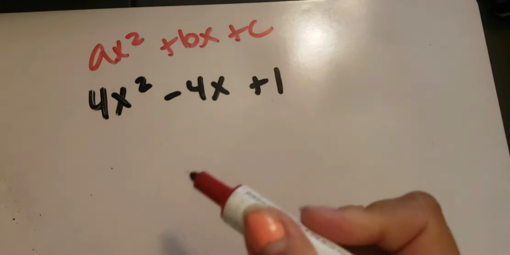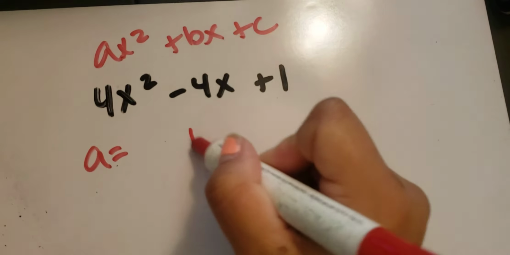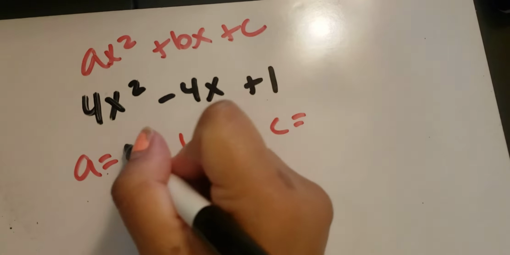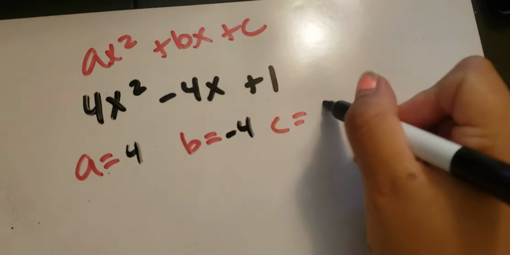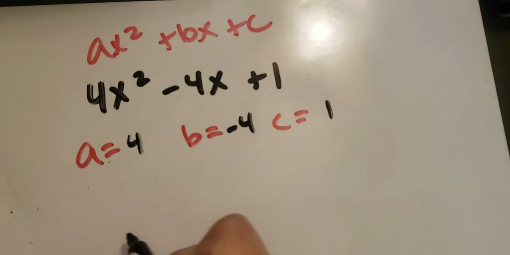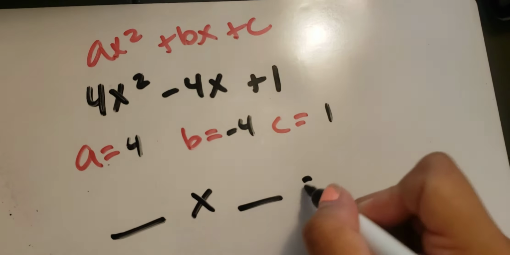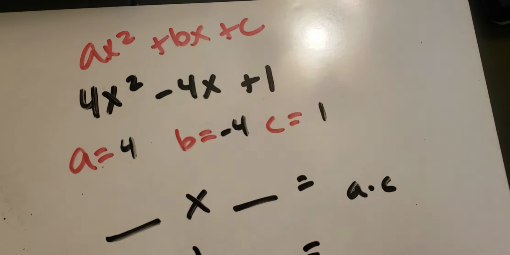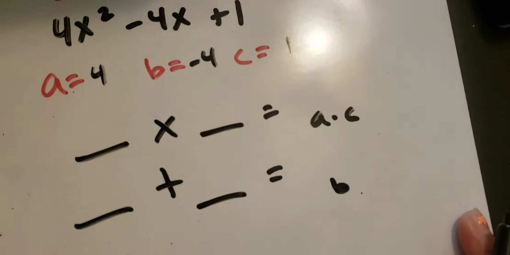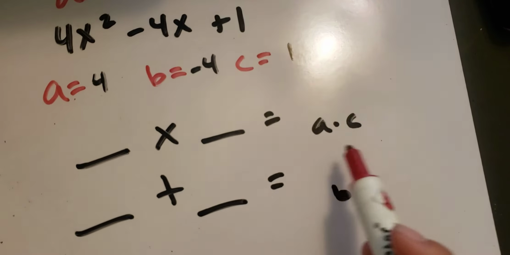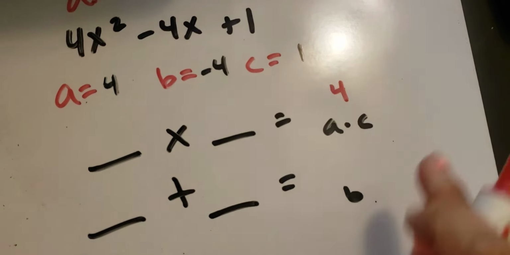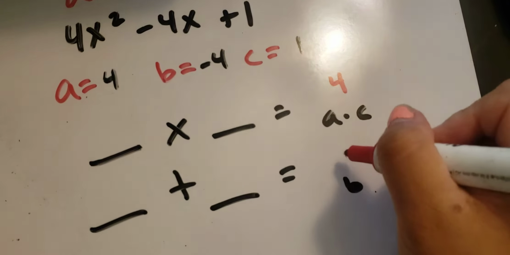So again, you would do it just like yesterday. Factor, identify your a, your b, and your c. So a is 4, b is -4, and c is 1. And you're still going to look for two numbers that multiply together to give you a times c, and two numbers that add together and give you b. Okay. So if you multiply a times c, you'll get 4. If you write down your b, that's just -4.